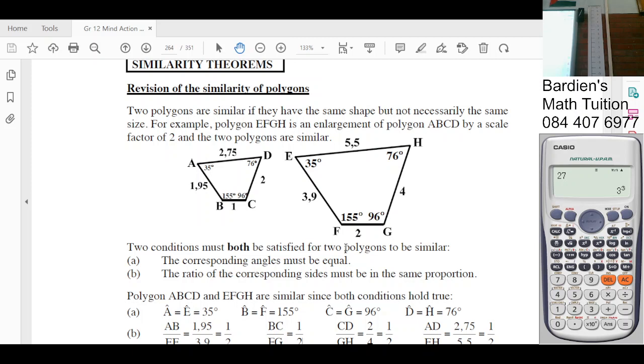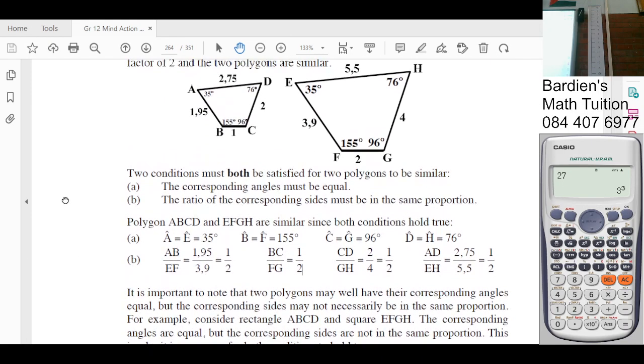By a scale factor of 2, which means 2,75 times 2 is 5,5. 2 times 2 is 4. 1,95 times 2 is 3,9, and 1 times 2 is 2. You all agree with that? Those shapes are similar. They're exactly the same shape, but they are enlarged.